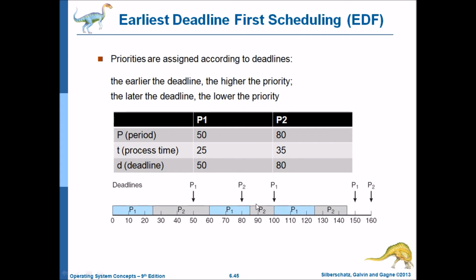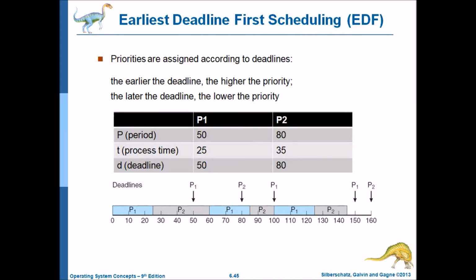So then P2, which is at time 160. So at time 125, P1 completes its CPU burst, and then P2 resumes its execution, finishing at time 145, and thus meeting its deadline as well. So the system is idle until time 150, and P1 is scheduled to run once again.